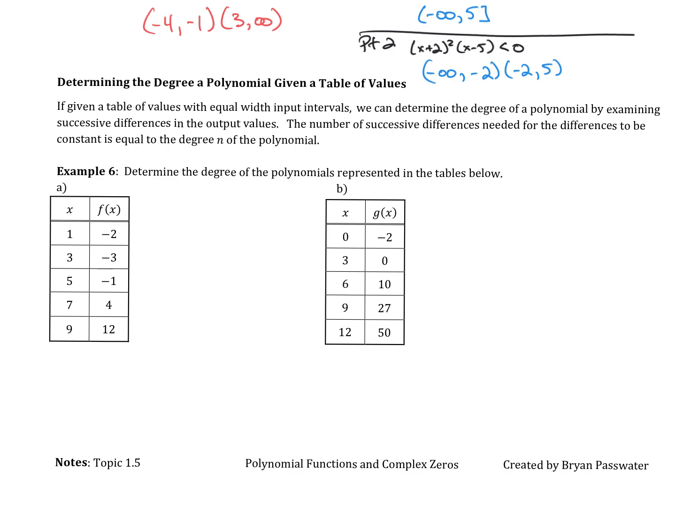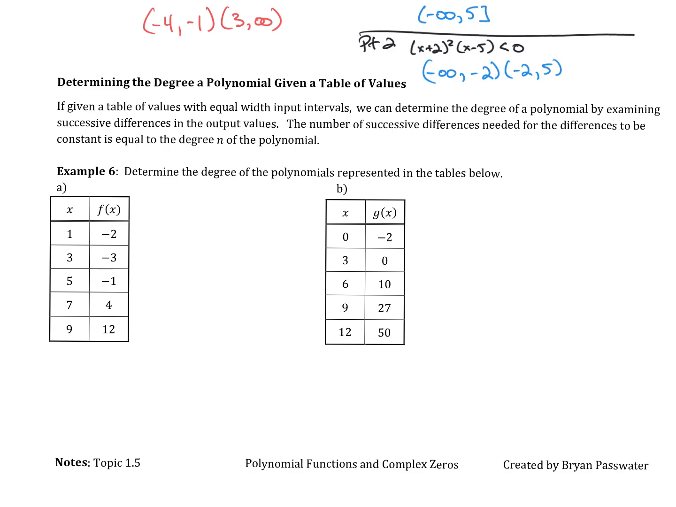Determining the degree of a polynomial given a table of values. If given a table of values with equal width input intervals, we can determine the degree of a polynomial by examining successive differences in the output values. The number of successive differences needed for the differences to be constant is equal to the degree n of the polynomial. All right, fantastic. So we've basically done this before.